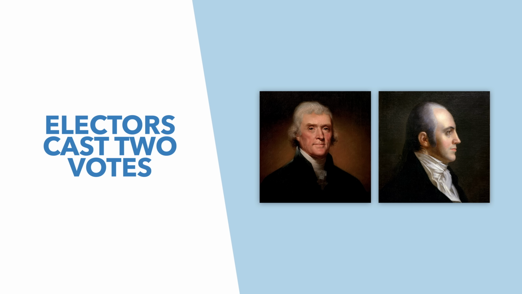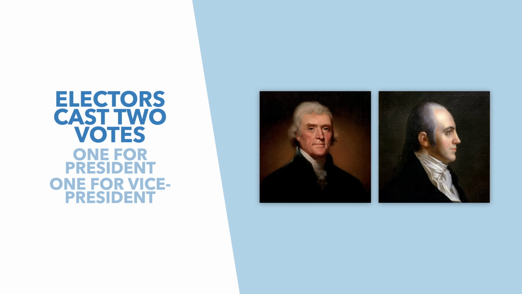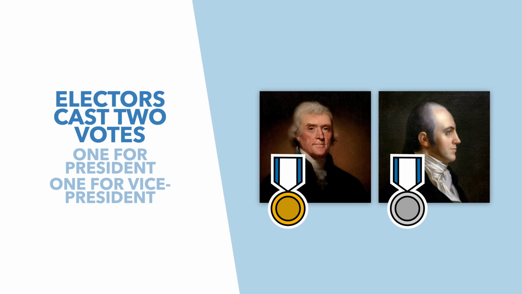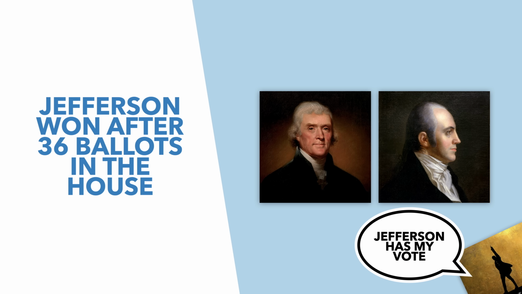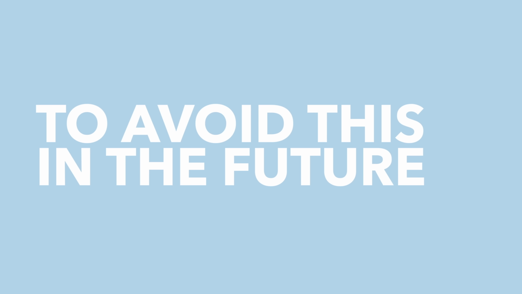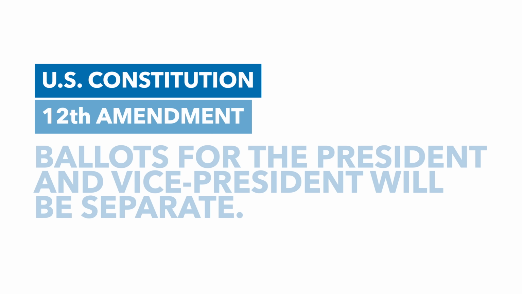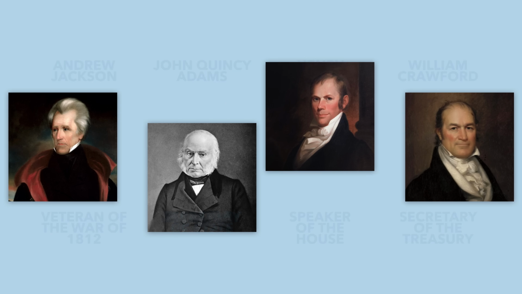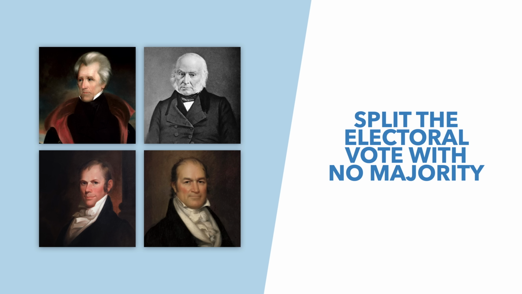At the time, the electors cast 2 votes, one for the president and one for the vice president. As such, the person who came first became the president, and the runner-up became the vice president. Jefferson eventually won out after 36 ballots in the House. To keep this circumstance from happening again, the 12th Amendment was proposed that separated the presidential and vice presidential elections into separate ballots. In 1824, the 4 candidates split the electoral vote, meaning no majority and thus no election.